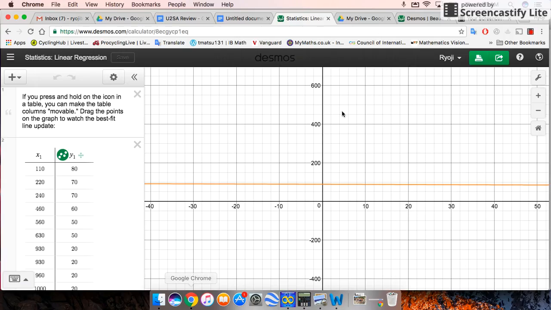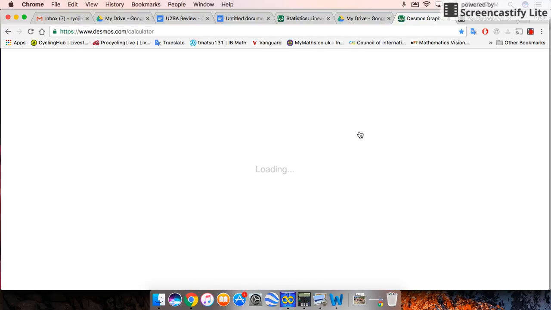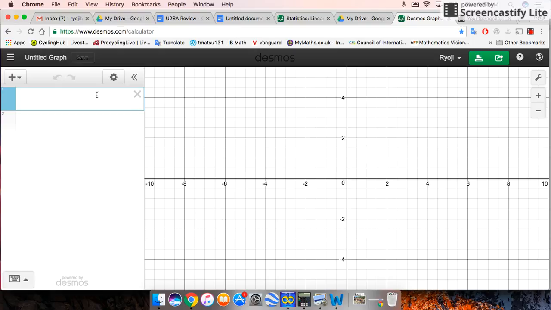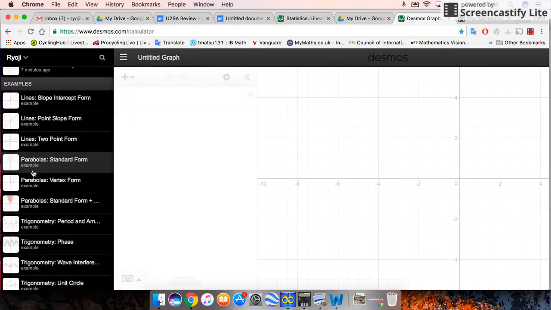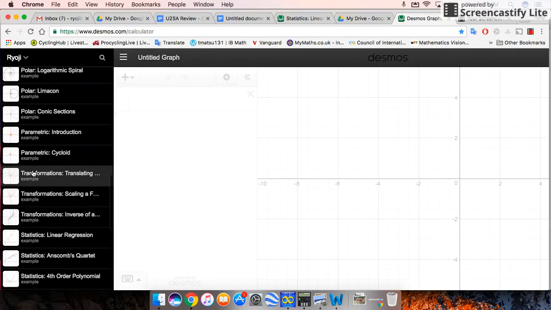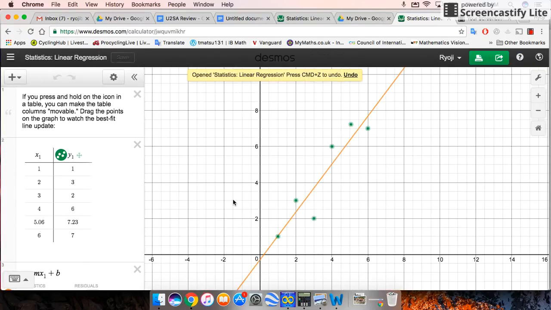The other way that we can do this is if we go to Desmos, and you go to desmos.com, right? You click Start Graphing. From there, we have to tell Desmos that we want to graph a regression line. So you have to click on the 3 lines on the left, and you're going to scroll down to Statistics, Linear Regression, which is what we're doing. Click that, Open Graph, right? And it gives you this data table.